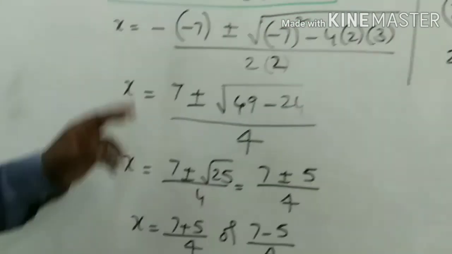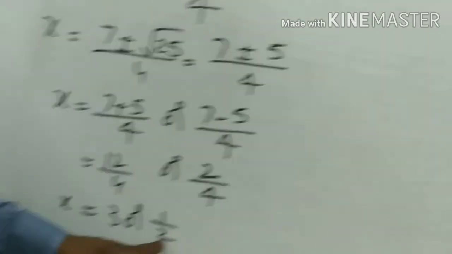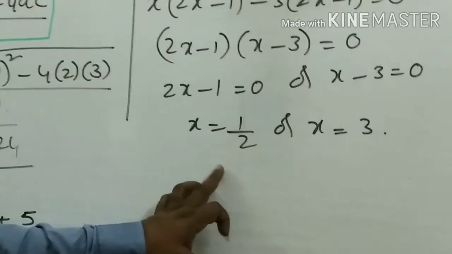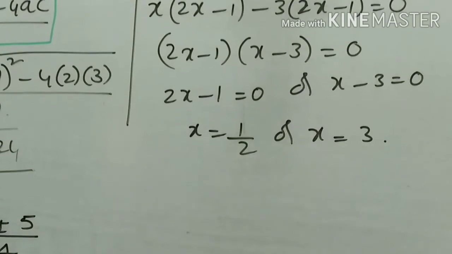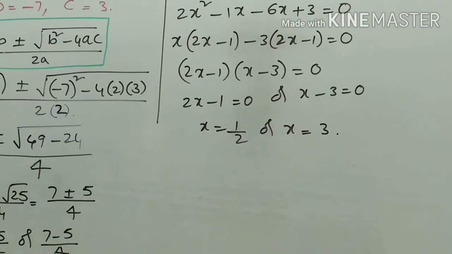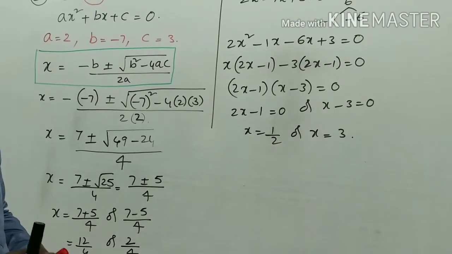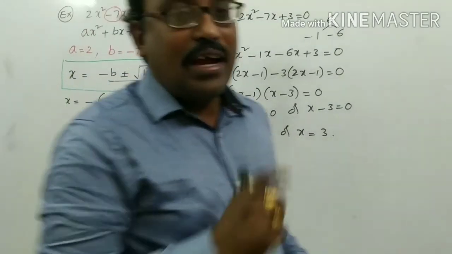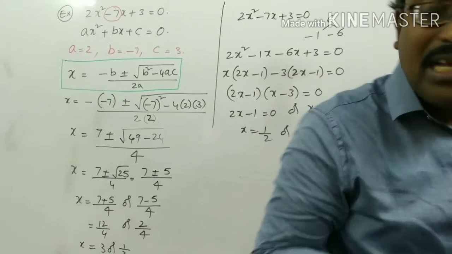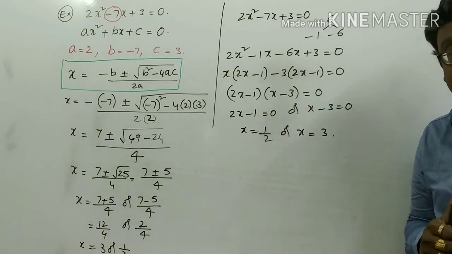In the quadratic formula method also, we got the x value is 3 or 1 by 2. And here, you got x is equal to 1 by 2 or 3. But why should you learn the quadratic formula method? Definitely I will tell you, some equations do not support this factorization method. That means here the roots may be natural numbers or rational numbers.